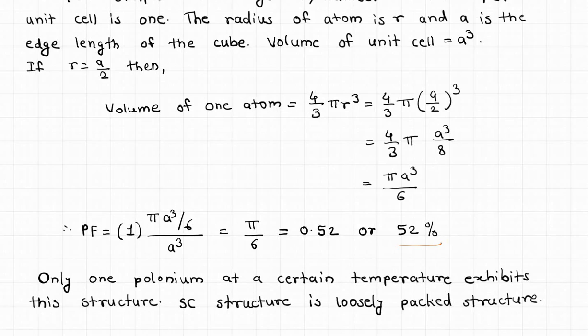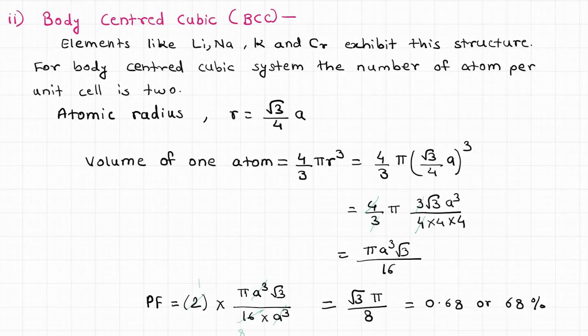Only polonium at a certain temperature exhibits this structure. Simple cubic structure is loosely packed structure. Next is body-centered cubic, that is BCC. Elements like lithium, sodium, potassium, chromium exhibit this structure.